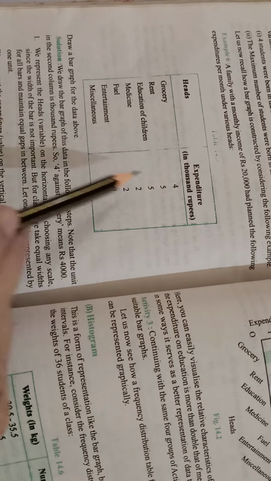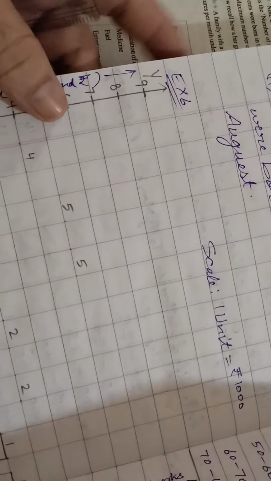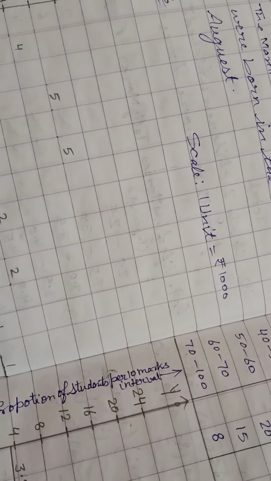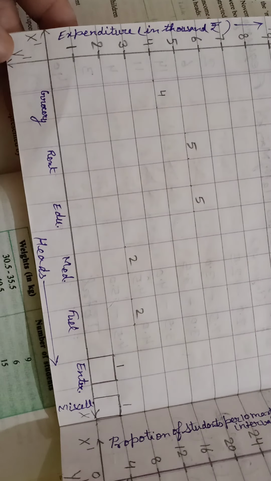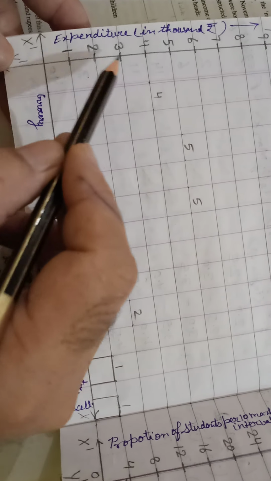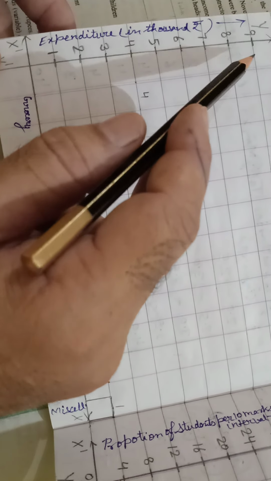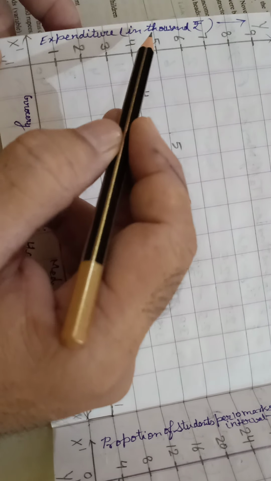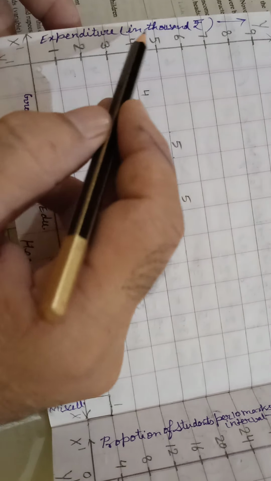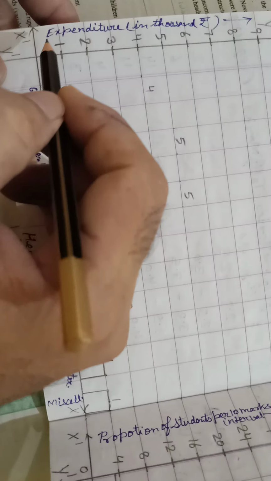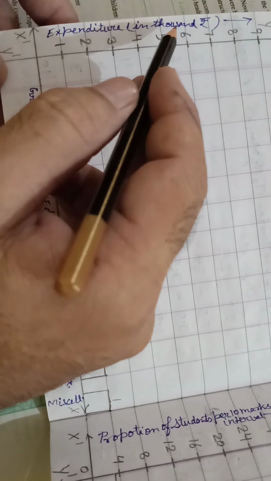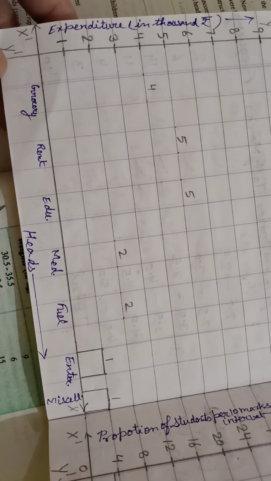Draw a bar graph for the above information. Take 1 unit equal to 1000 rupees. Draw the horizontal axis and vertical axis. 1, 2, 3, 4, 5, 6, 7, 8, 9. The vertical axis shows expenditure in 1000 rupees, and the x-axis shows heads.